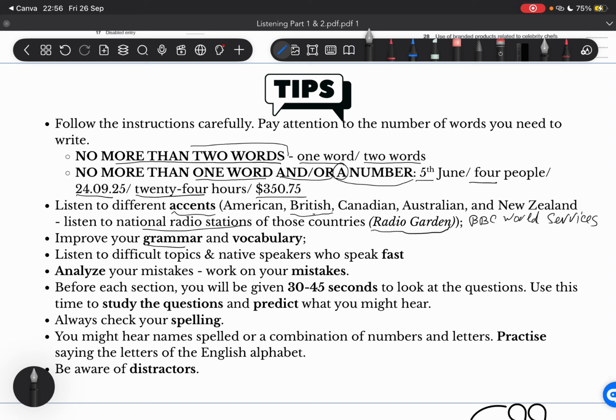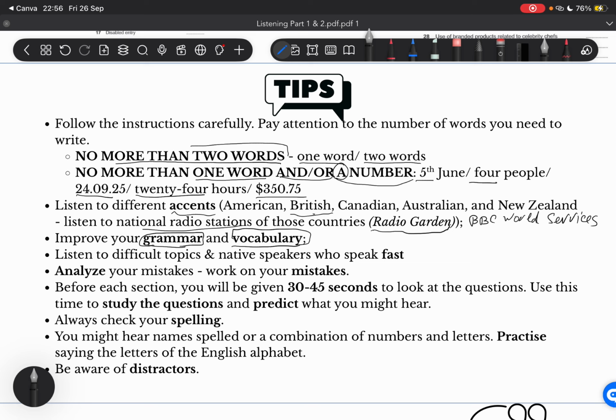Improve your grammar and vocabulary. You will definitely see some improvement if you also improve your levels of grammar and vocabulary, as sometimes you might hear words paraphrased, that's mainly to do with grammar, or changed by synonyms, which deals with vocabulary.